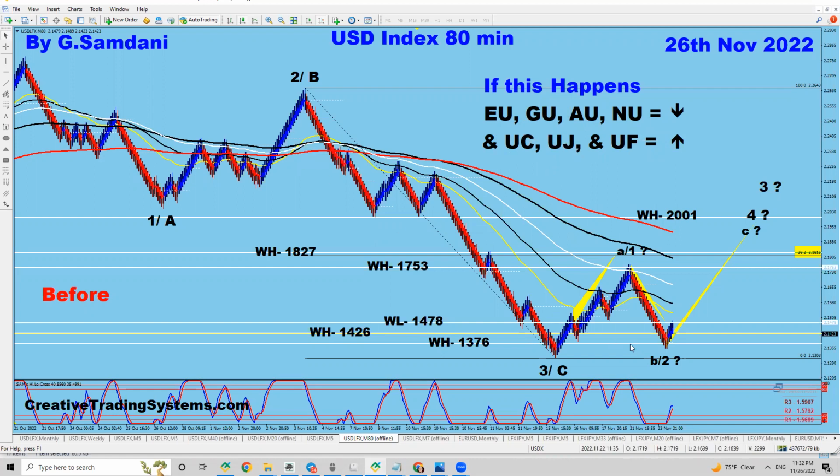And similarly, exactly like this US dollar index, I also have other indexes like the pound index, euro index, and yen index, which is very, very important. The Aussie index is very powerful.